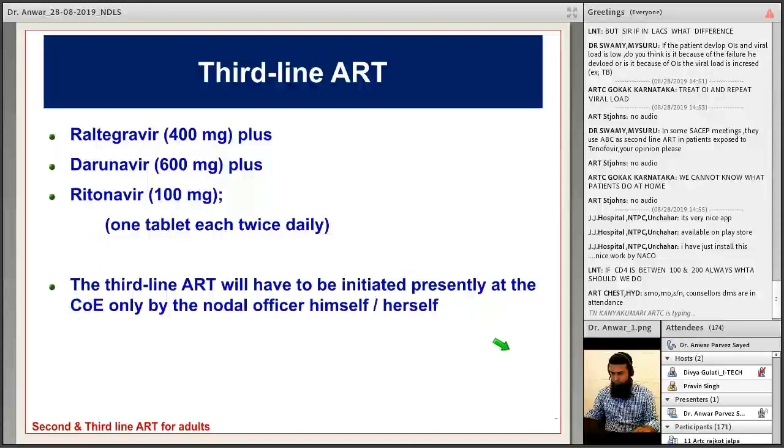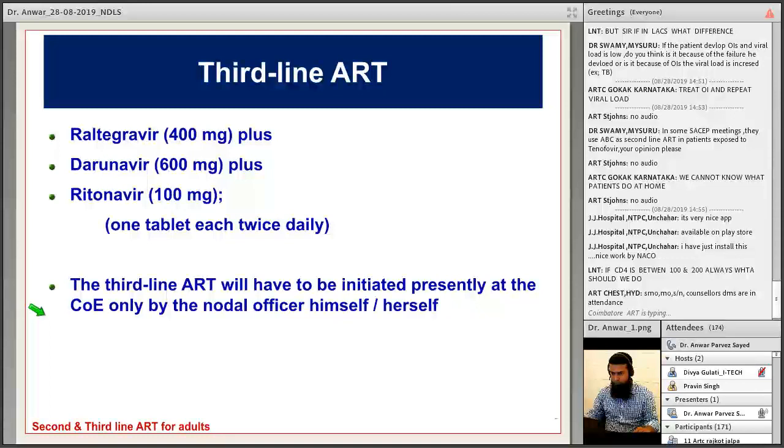So third line ART will have to be initiated presently in the COE, but at some places it has also been started in the ART plus centers after NACO approvals. But some people ask, what after third line? What do we have after third line? Unfortunately, we do not have many drug options available with us to use after third line.